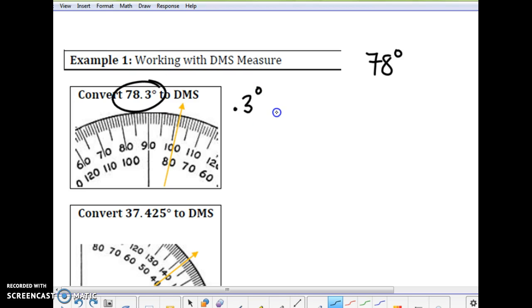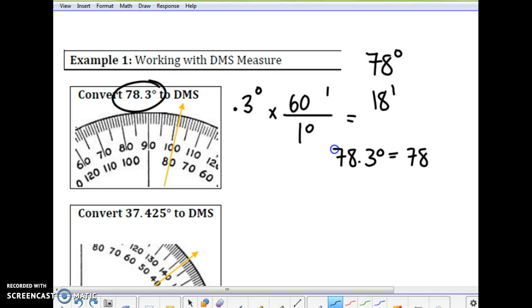So 0.3 of a degree, what I want to do is convert that into minutes. Minutes needs to be on top, 1 degree on the bottom. So it's going to be 0.3 times 60, which gives you a grand total of 18 minutes. So 78.3 degrees is the same as 78 degrees and 18 minutes.